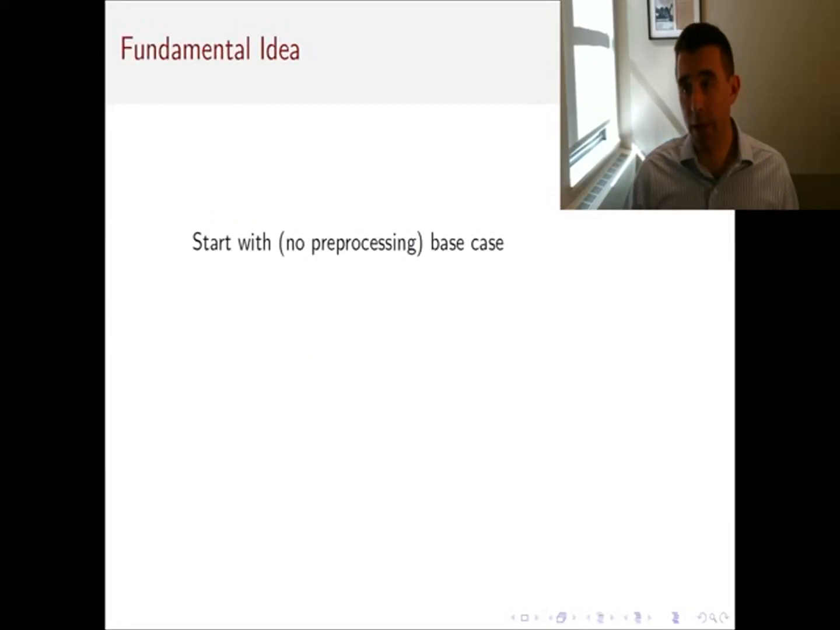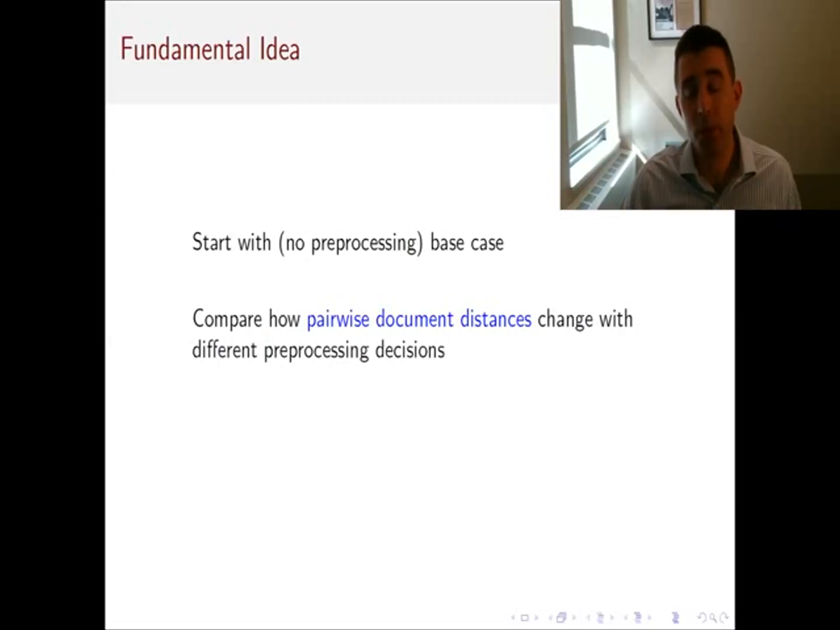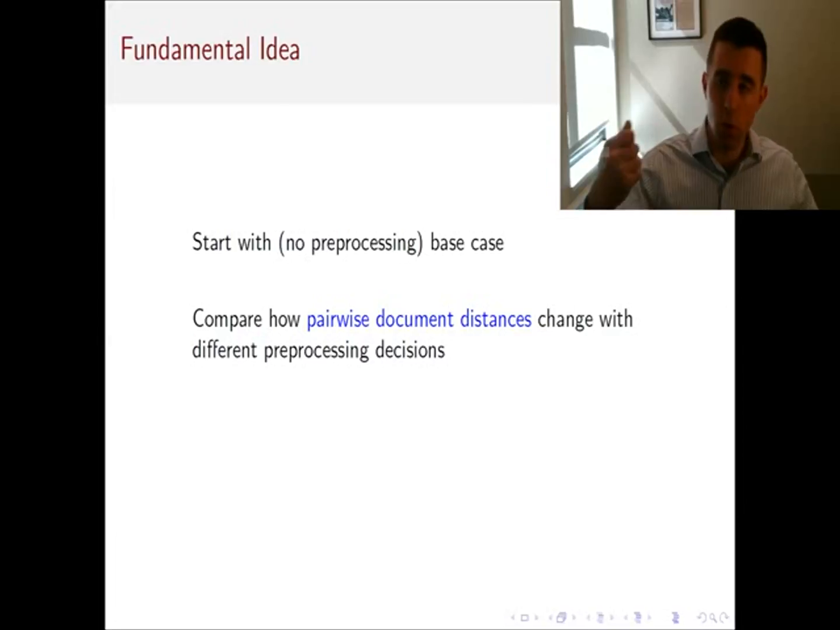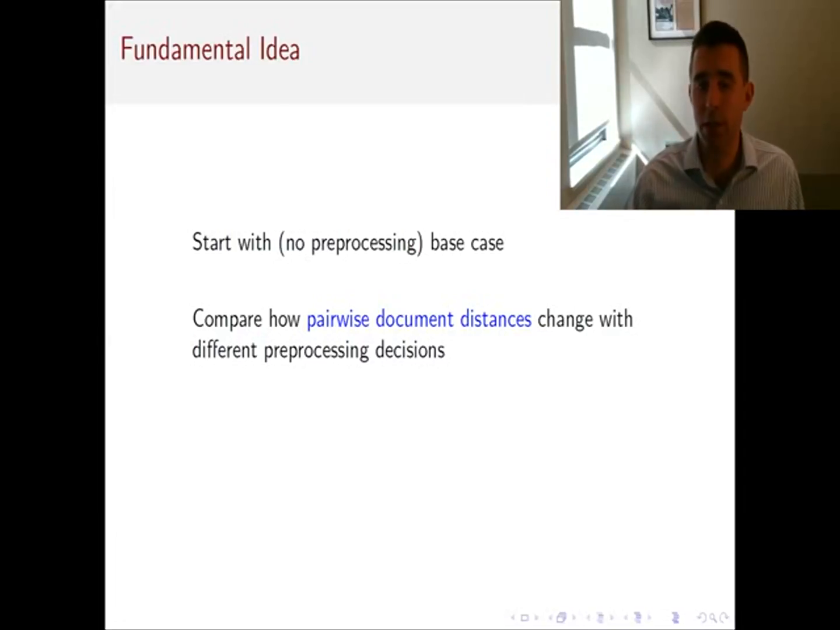So what's the fundamental idea behind pretext as a technique? We're going to think about the raw case, where there's no preprocessing. You just gather your documents, you take the counts, and that's your base case. And we're going to think about how distances, in particular pairwise distances between documents, change as we do different things to the data, where different things means you do or you do not do certain preprocessing steps.